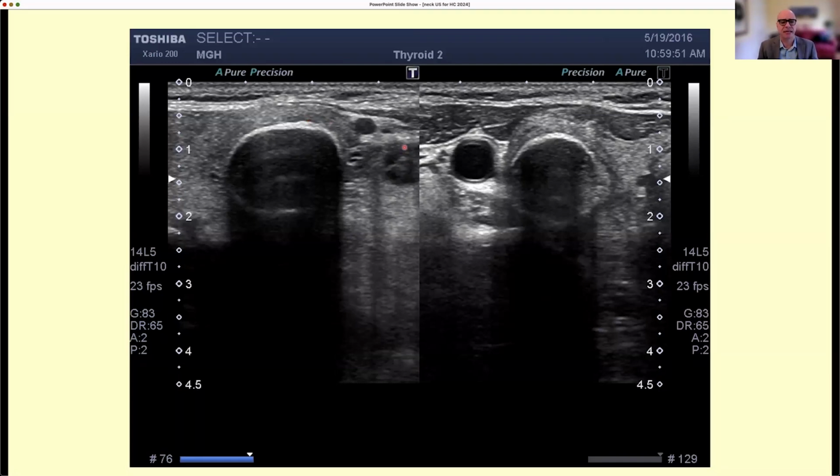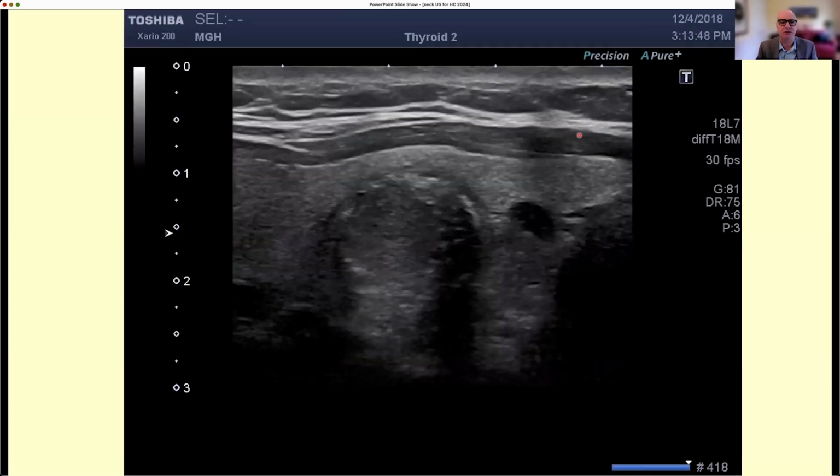Important to recognize, you cannot see anything behind the nodule, and that's because we have a shadow. Okay, this is the typical shadowing that I was referring to. And this is a longitudinal view, and this is a transverse view of the same nodule.